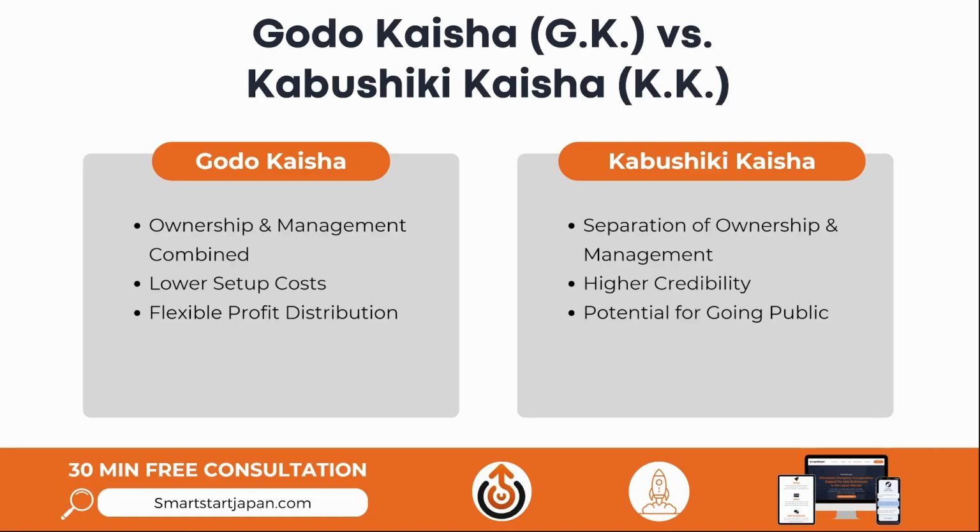On the other hand, the Kabushiki Kaisha separates ownership and management. Shareholders own the company, while directors handle its operations. This makes KK a more traditional and recognizable structure in Japan, offering high credibility, especially in B2B environments in Japan. It is also the only structure that allows you to go public and raise capital through the stock market.